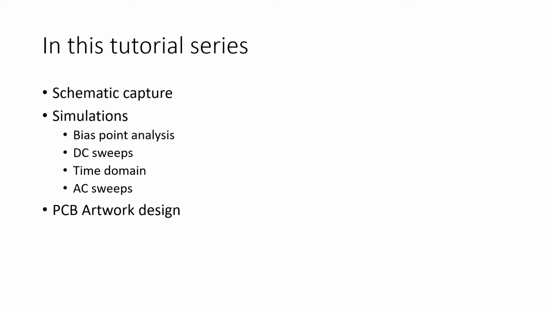And then AC sweeps. AC sweeps basically deal with frequency changes. Especially if you want to see the frequency response of a certain circuit, you can do an AC sweep. You change the input frequency from one value to another, maybe on a logarithmic scale, and see how your output varies. Then later on, we will move to PCB artwork design. That is another totally different tool that we will use.